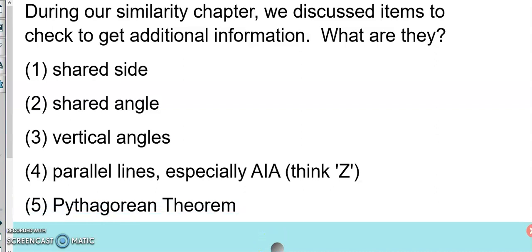And the last one, the fifth thing we talked about with similarity, was the Pythagorean theorem. And with congruence, we actually have our hypotenuse leg theorem. So the hypotenuse leg theorem should hopefully cover our Pythagorean theorem problems. But again, just be aware that there are 5 possibilities.